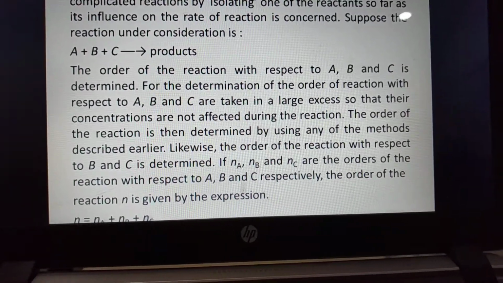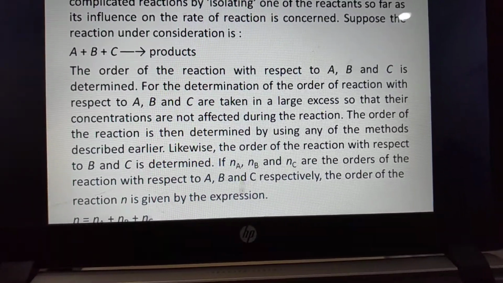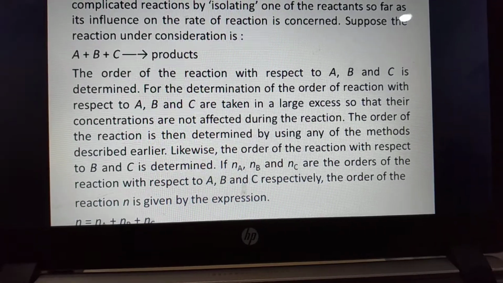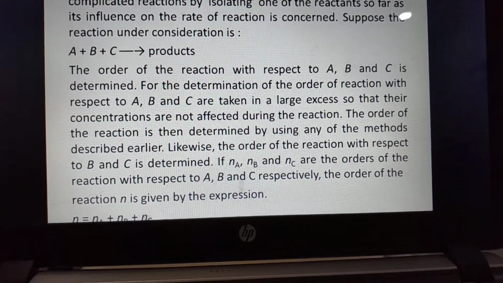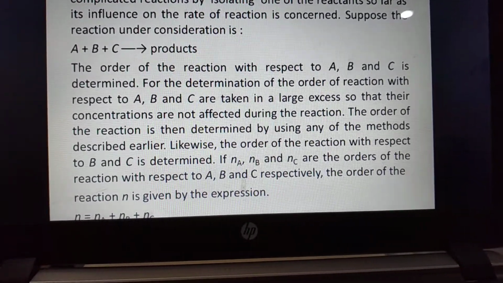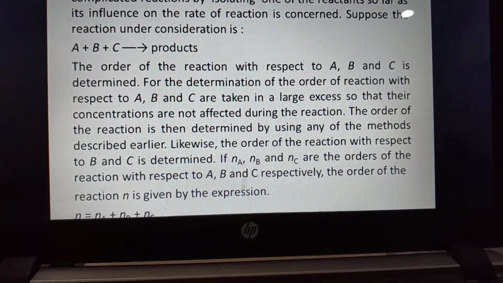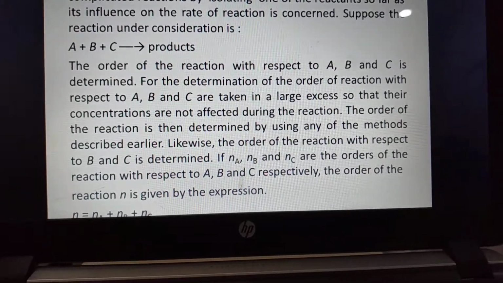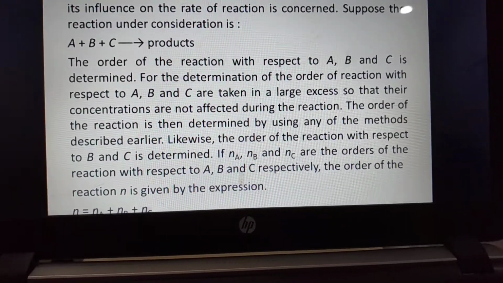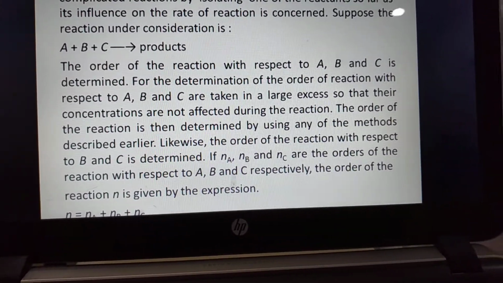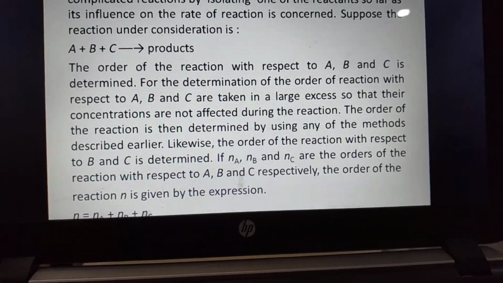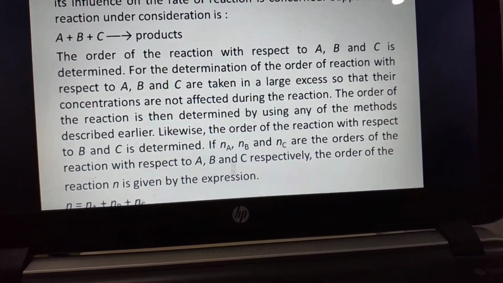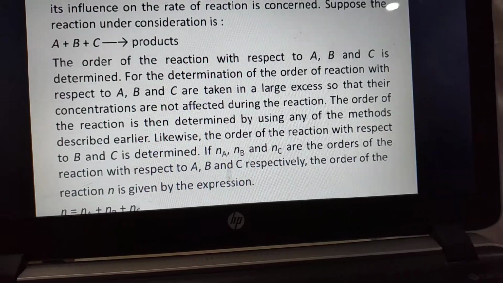The order of reaction is then determined by using any of the methods described earlier. Likewise, the order of the reaction with respect to B and C is determined. If Na, Nb and Nc are the orders of the reaction with respect to A, B and C, the order of the reaction N is given by the expression N is equal to Na plus Nb plus Nc. This is the end of the lecture.